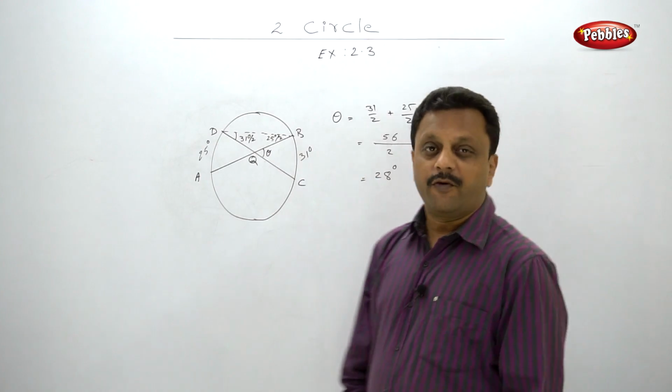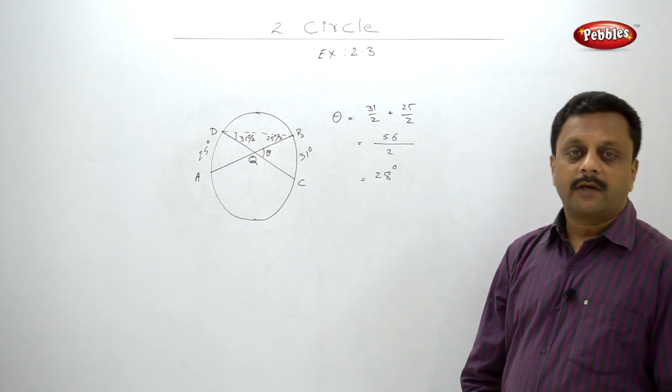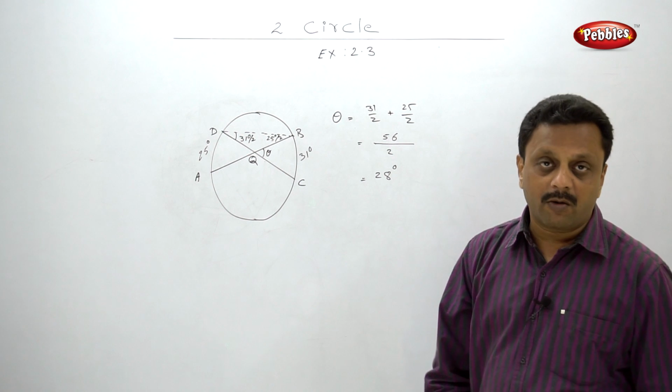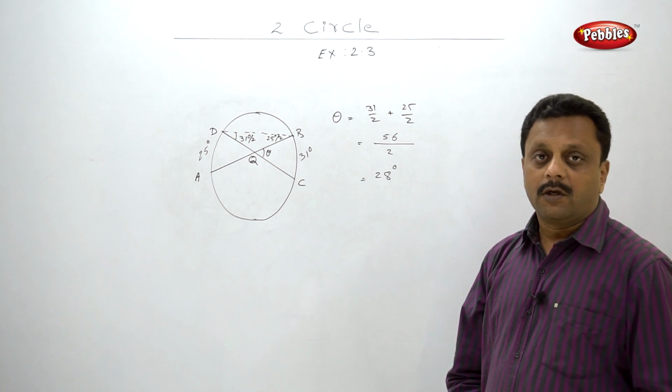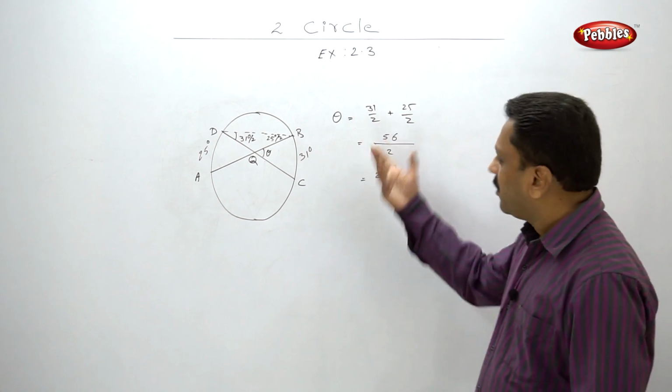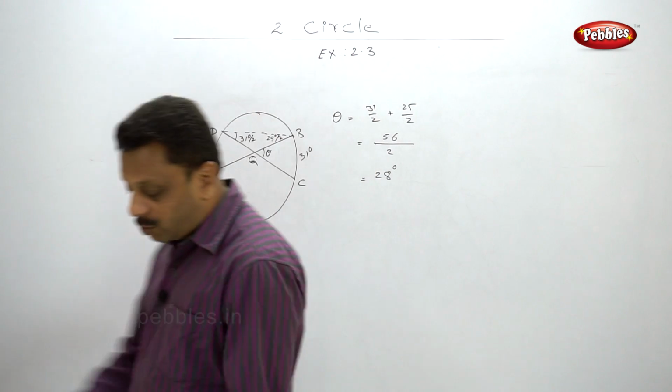Very simple, very, very simple. Correct? You just have to judge and somehow find out the common angles in the same arcs. Okay? Very easy example. Let us go to the fourth example.